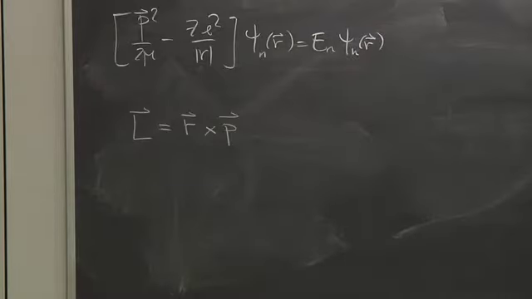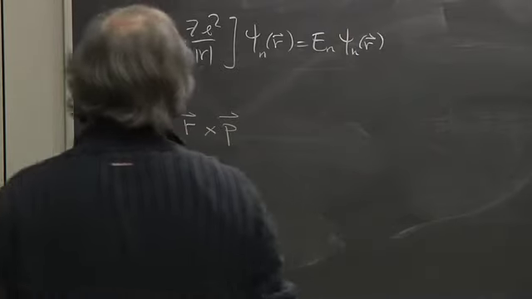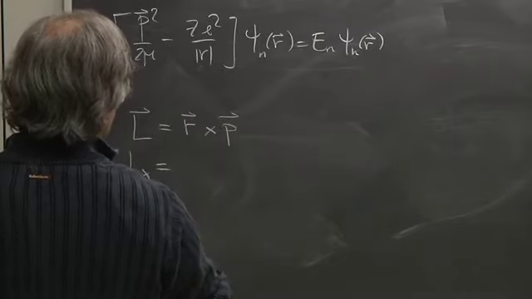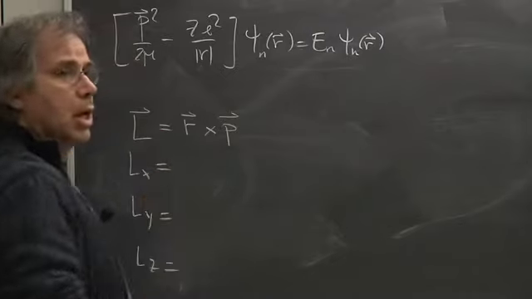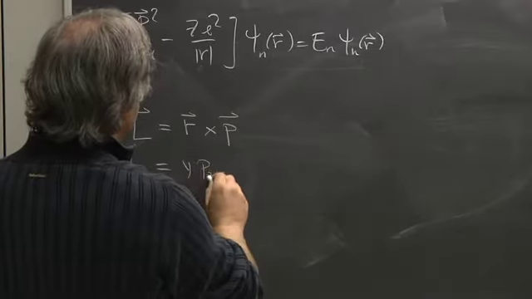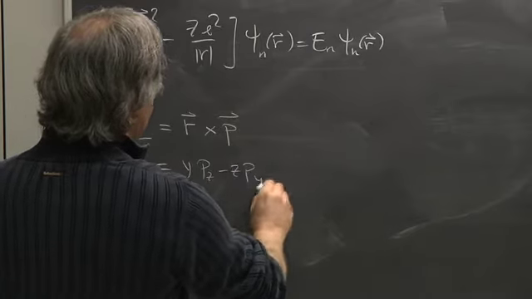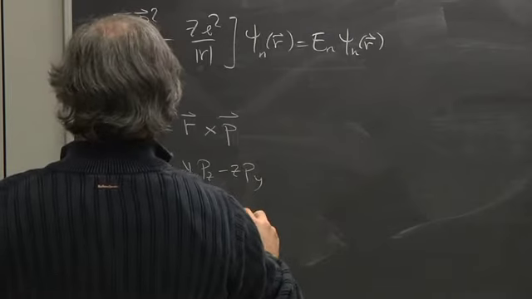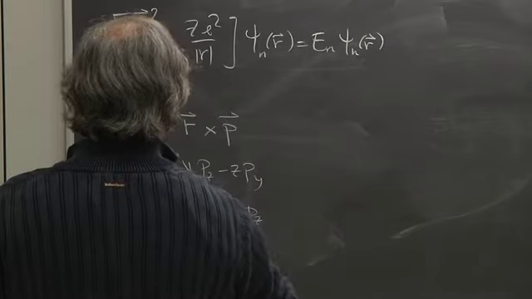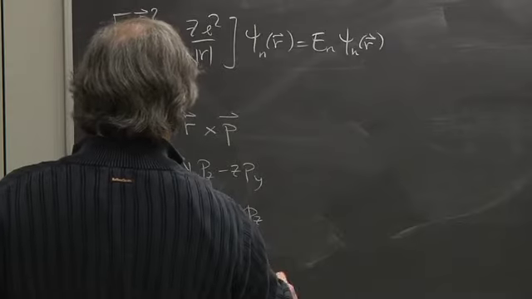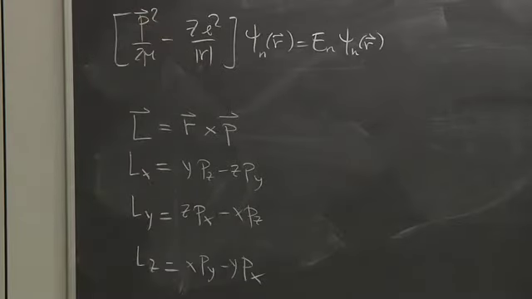Now, these operators obviously have 3 components, okay? So Lx, Ly, and Lz. Simple expressions. You have to do the vector product, okay? So, for instance, Lx is y pz minus z py, and similarly, Ly is z px minus x pz, and Lz is x py minus y px. Okay, these are the 3 expressions for the 3 components of this angular momentum operator.